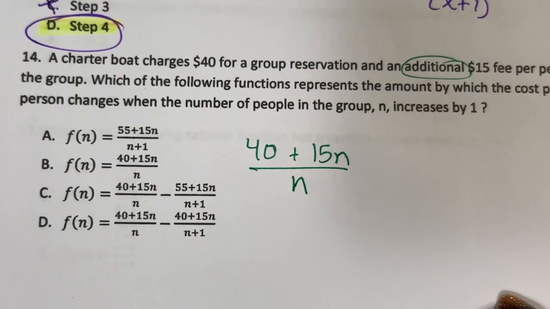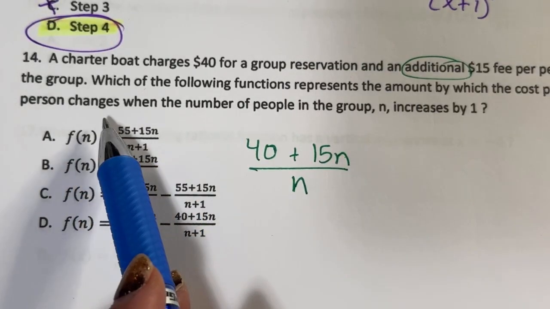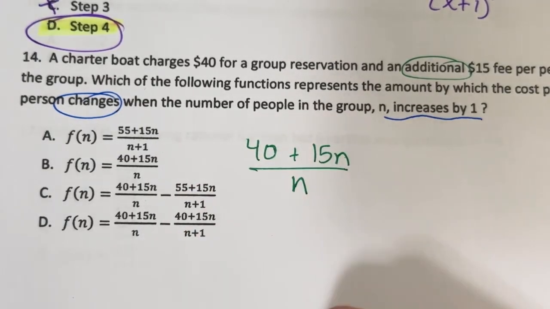We're writing a rational function, kind of like the fee per camper situation. But then it says, which of the following represents the amount by which the cost per person changes? So there's going to be a change in cost when the number of people in the group increases by 1.